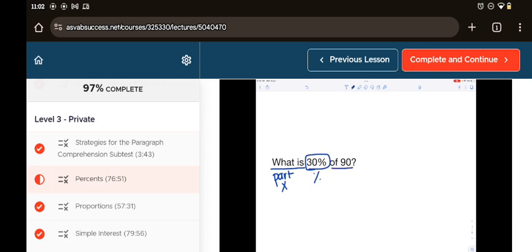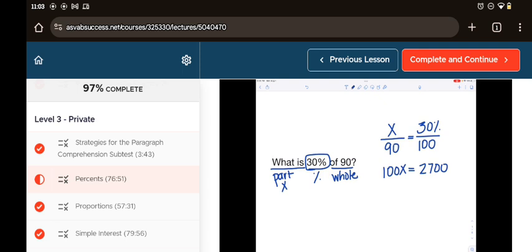30% is the percent, and 90 is the whole. Okay, so let's plug stuff into our equation. We don't know the part, so we're going to call it x. We do know 30%, and we do know that the whole is 90, and 100 goes here. So we're going to cross multiply. x times 100 is 100x, and 90 times 30 gives me 2,700.